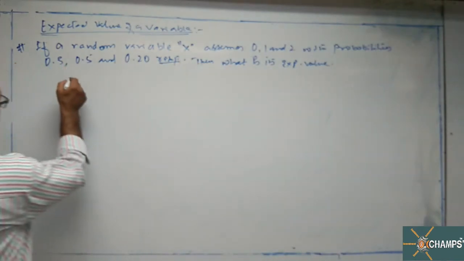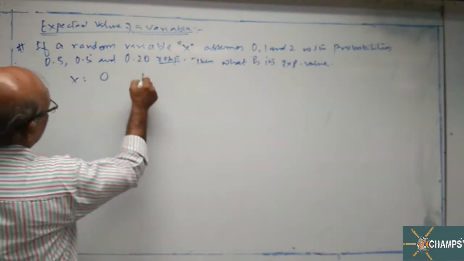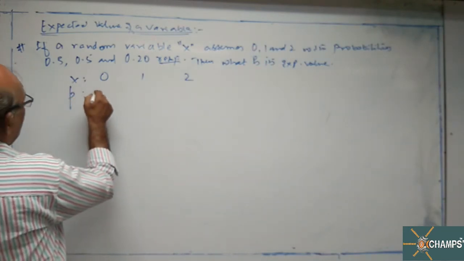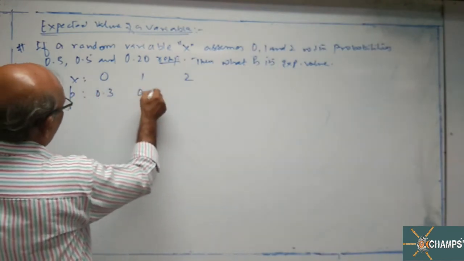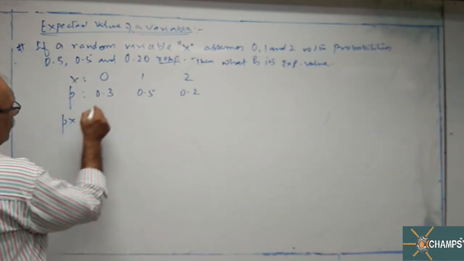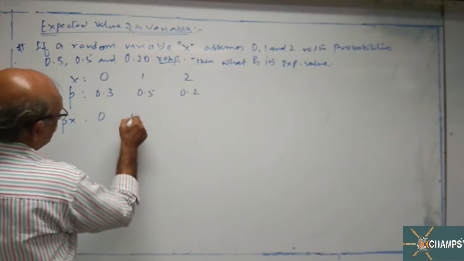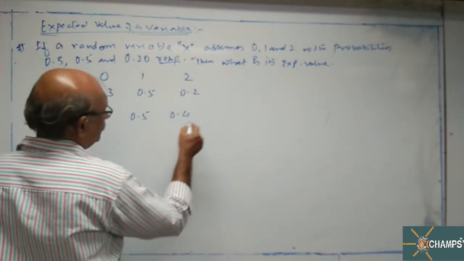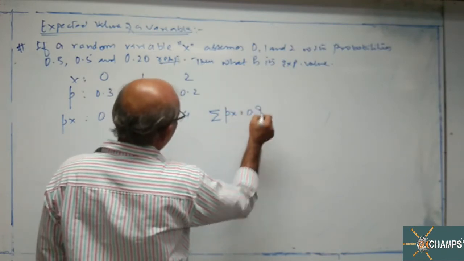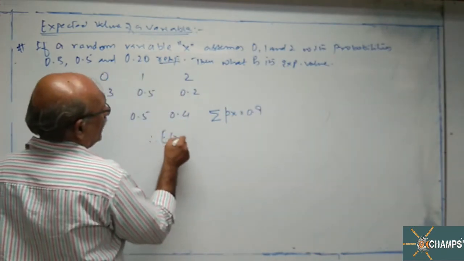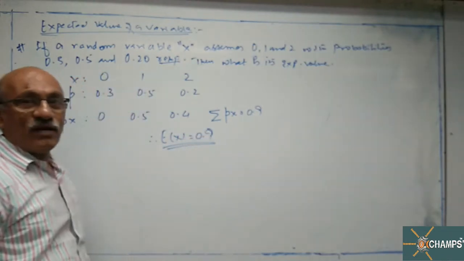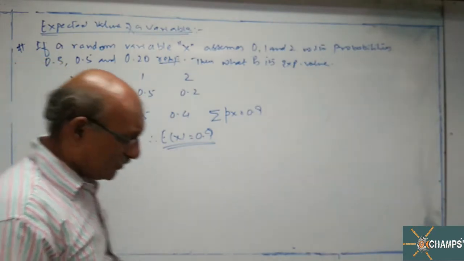X is a variable taking the values 0, 1, 2. Probabilities are 0.3, 0.5, 0.2. So calculate P into X: 0, 0.5, 0.4. Summation of Px is equal to 0.9. Therefore, expected value is 0.9. Okay, sir.